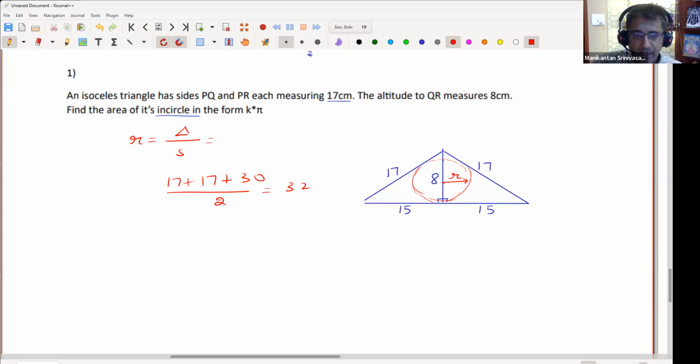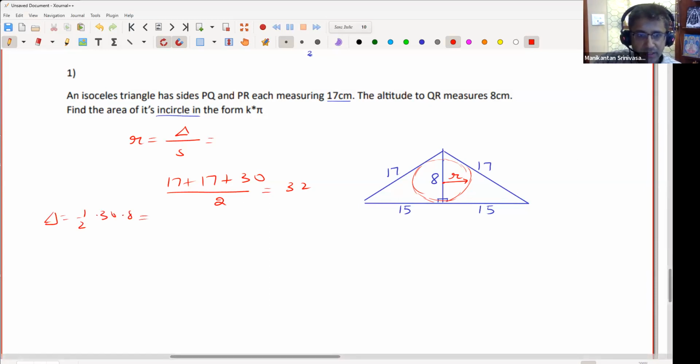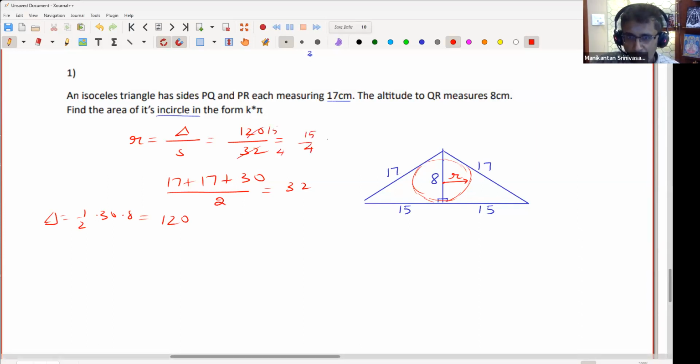Delta is the area. So area in this case is how much? Half into base into height, which is 30 times 4, which is 120. So 120 upon 32 is the in radius. So let's check how much this is approximately. 8 goes 4 times, 8 goes 15 times. So 15 by 4. Okay, approximately 4. The reason I always keep emphasizing approximately is if you do some mistake, right?